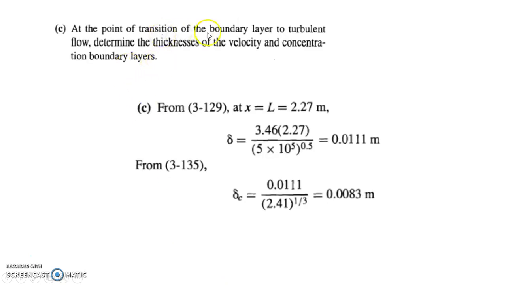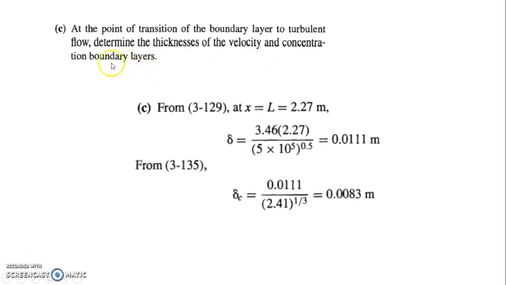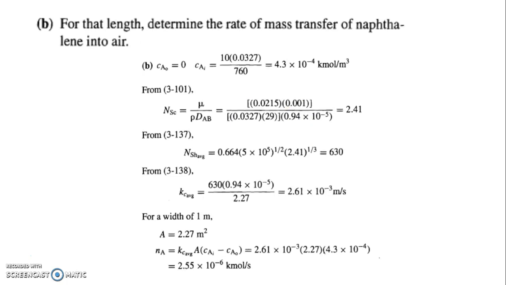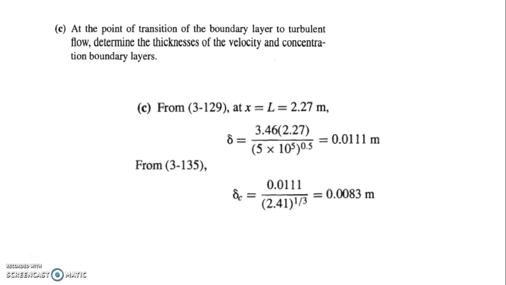At the point of transition of the boundary layer to turbulent flow, determine the thickness of the velocity and concentration boundary layers. So the thickness will be in meters, and the concentration will be in concentration units in the boundary layers. From equation 3.19 at x equal to L, which you calculated as 2.27 in the previous solution, substitute that value into the delta equation.